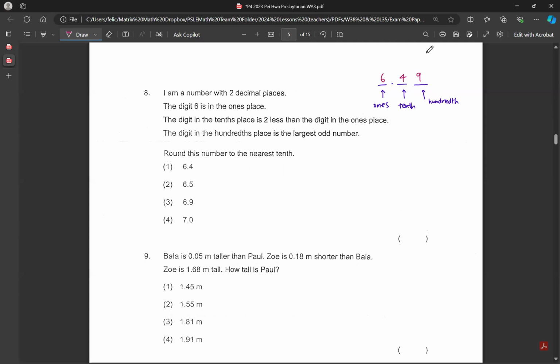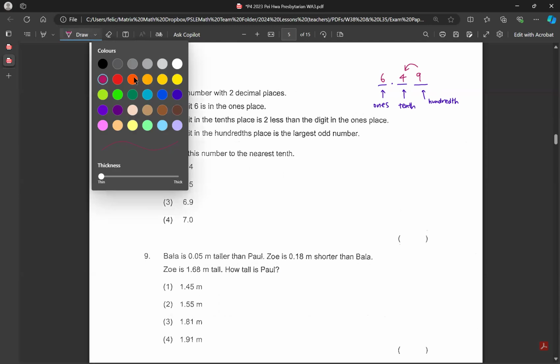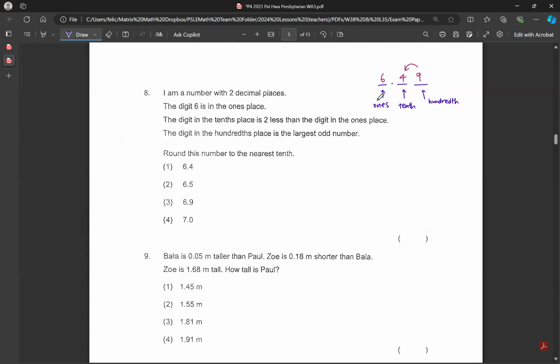Okay, so round this number to the nearest 10th. So now we need to round this off to the nearest 10th, which means I look at the 10th place. The 10th place is the one that should make adjustments. The neighbor on the right hand side is a strong number. So 4 can level up to 5. So the answer should be 6.5.